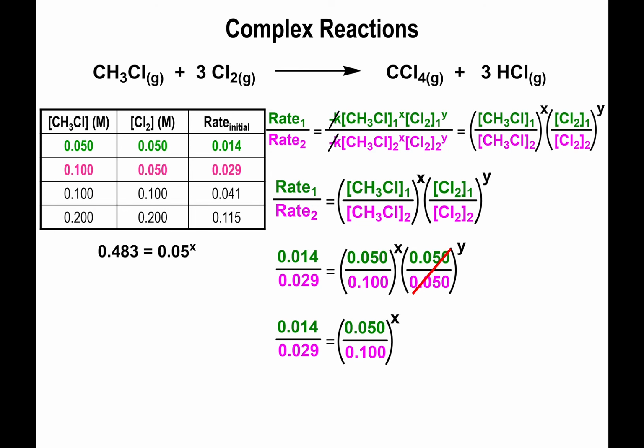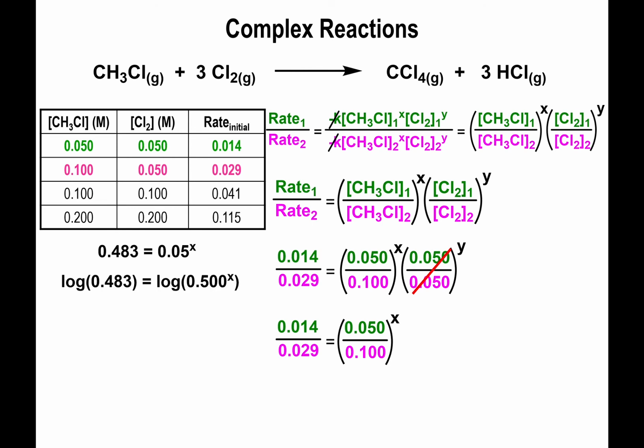So if you actually plug that into your calculators, you're going to find out that the first fraction on the left side equals 0.483, and the fraction on the right side of the equation actually equals 0.5. That should be 0.5, not 0.05. So 0.5 raised to the x power.